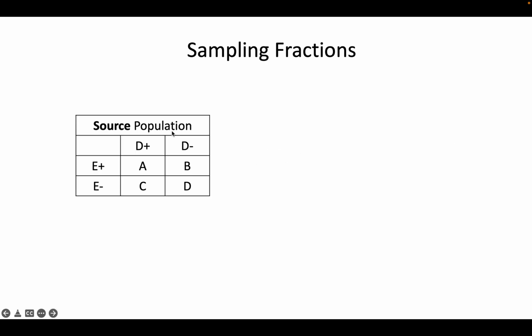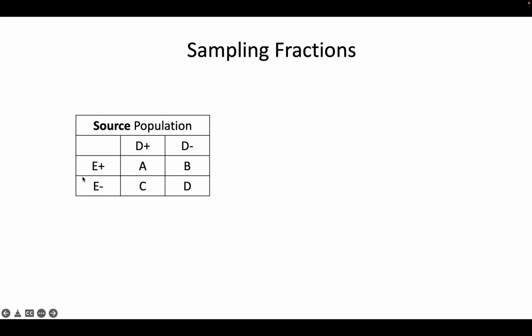It relies on this idea of there being a true distribution of exposure and outcome in the source population. For example, here, that's the number of people in the town, in the source population, that are exposure positive and disease positive, and there's a cell for each other combination of exposure and outcome. And this is more theoretical because you're not usually going and sampling an entire town.